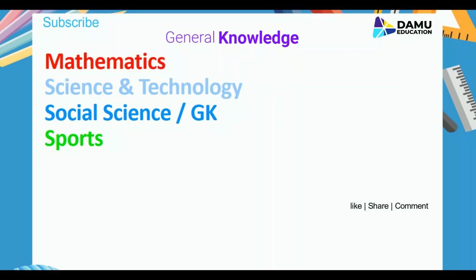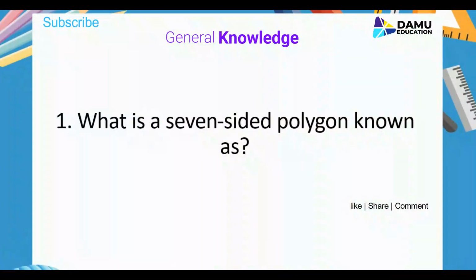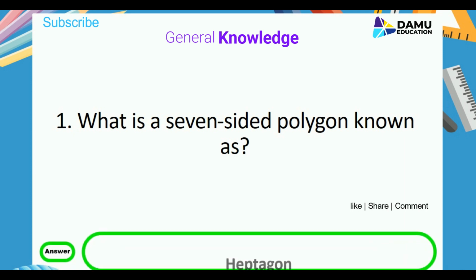We'll see our GK questions in the different fields in the class level of 4th class. First question. What is a seven-sided polygon known as? Answer is heptagon.